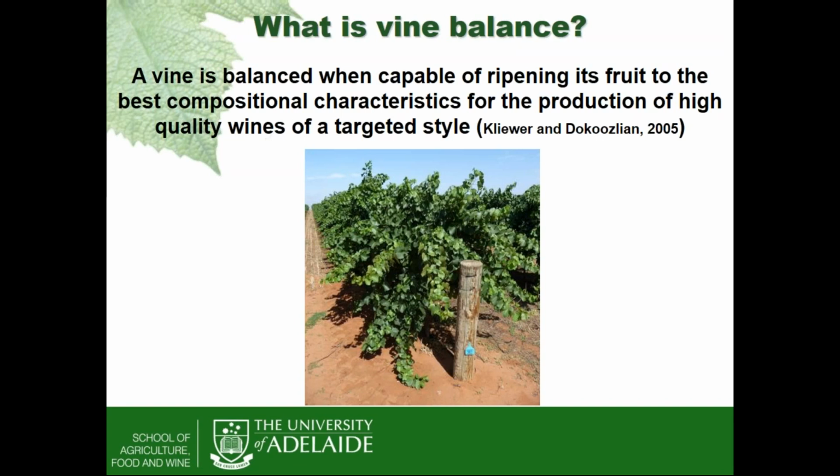For example, this canopy that you see on the screen might look out of balance. However, I can assure you that this canopy is perfect for the wine style it produces. That is a cheap sparkling wine. So you see, vine balance is a bit of a broad term.